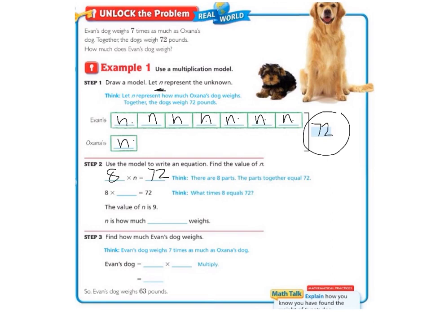Now, think in our brain, 8 times what equals 72? 8 times 9 equals 72. So that means that the value of each box is 9. And because Oksana only has 1 box, it means that Oksana's dog weighs 9 pounds. So n is how much Oksana's dog weighs.